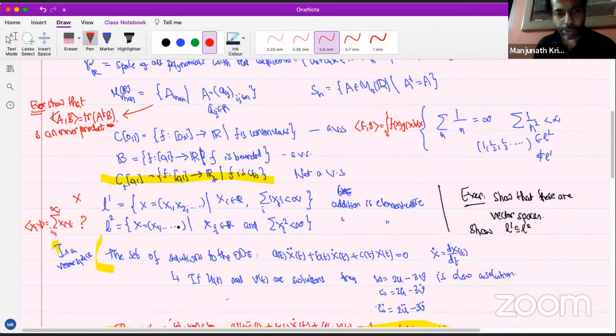Okay, the inner product of two sequences is the summation. You cannot do that on L1 because this will not converge, but here this will actually converge. If summation xi square is finite and summation yi square is finite, then this series converges. Why is that?